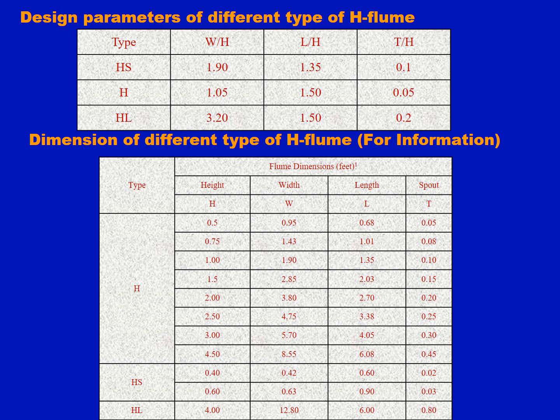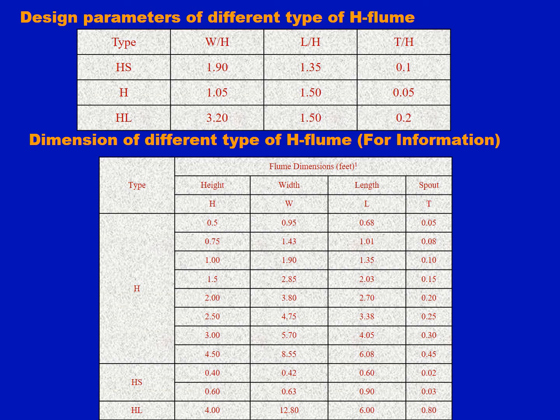So the first table gives the different ratios of width and height, length and height, and spout and height. In the HS flume it is 1.9, 1.35, 0.1, then the H flume and the HL flume. The first table was ratio and the second table is the actual value.